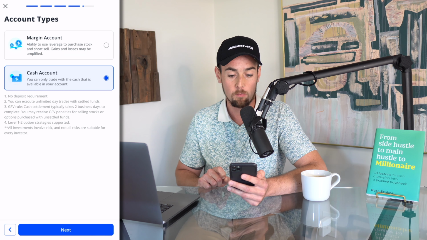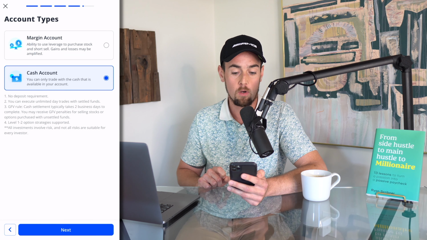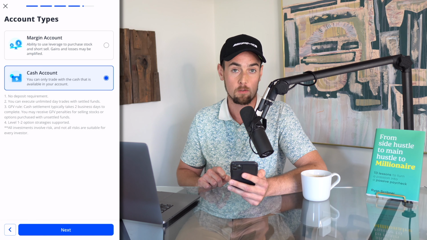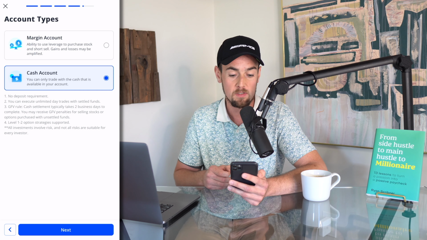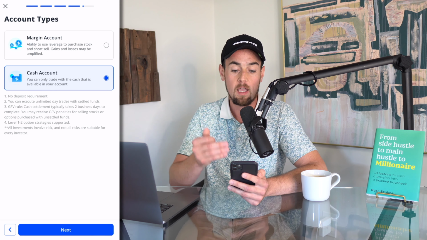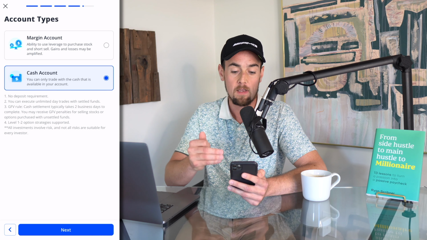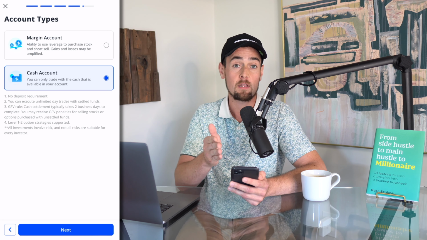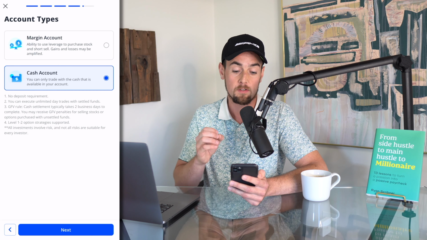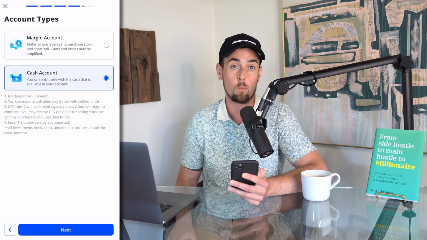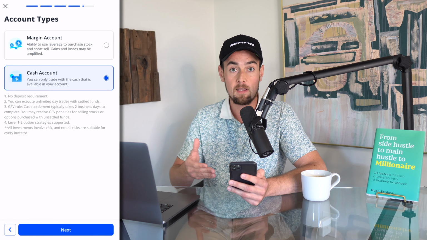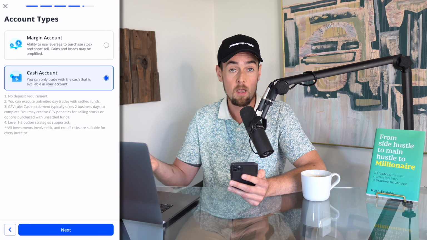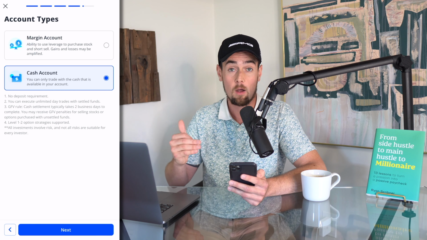There is no deposit requirement. You can execute unlimited day trades with settled funds, but there is a settlement period here, which is typically 2 business days to complete. And you can receive GFV, good faith violation penalties for selling stocks or options with unsettled funds. What you're going to find with Webull and a lot of other trading apps is they're going to offer you a good faith loan essentially for free when you have funds in your account that are not settled.